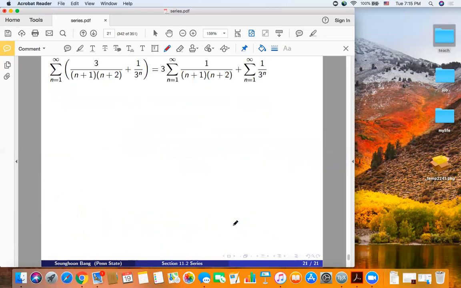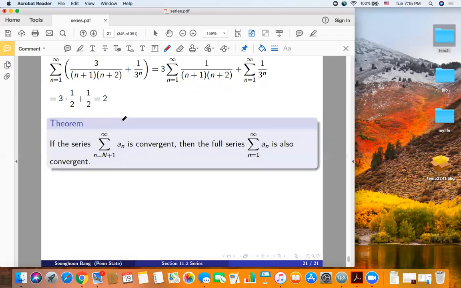We are going back to the original problem. So what happens? This one is the previous result, 1/2. So this one is 1/2. This is like a geometric series. We have 1/2 from the previous result. So the answer is 2. This is the whole idea.